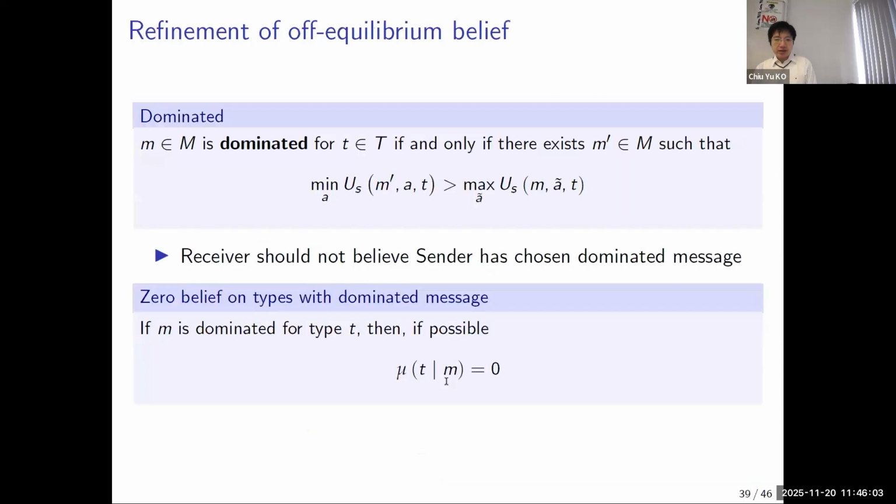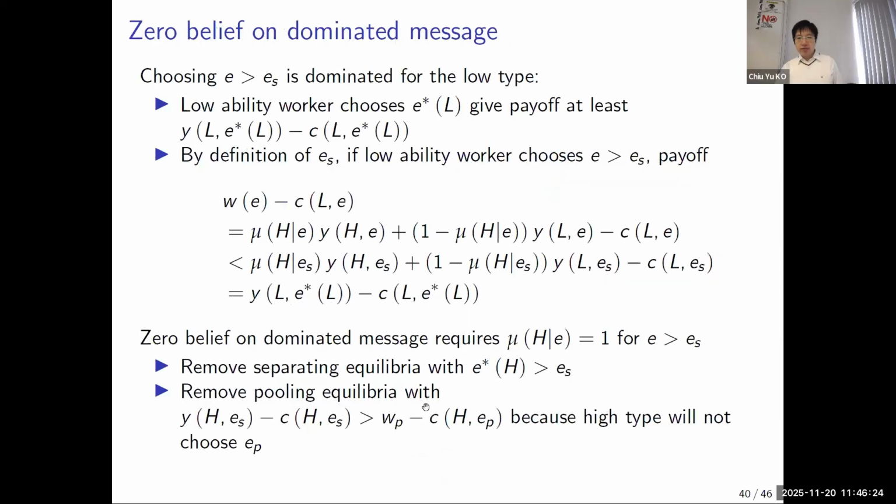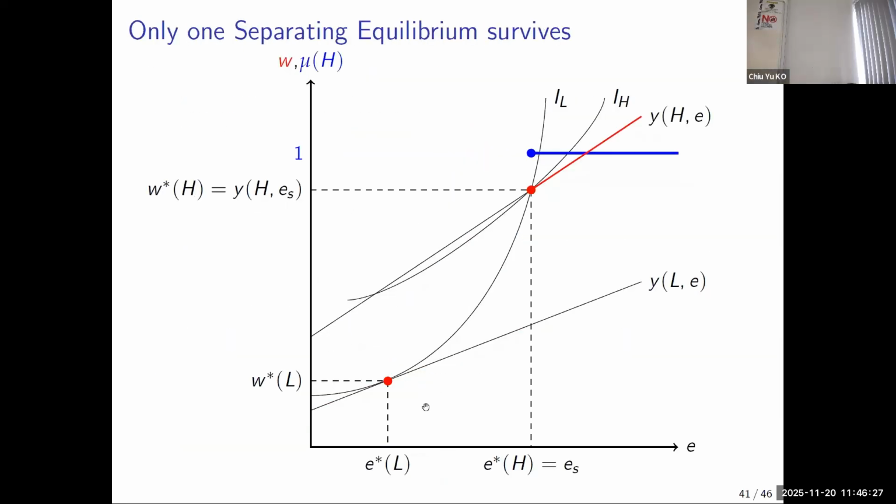If not, let me repeat it because it's very important to make it understood. So here, if a type sends this message, and the best case scenario is no better than the worst case scenario, then no one will believe this type belongs to this message, right? So here, look at this point, ES is here, right? So it must be the case that beyond ES, it must be the high type, right? Because getting more than that is below the indifference curve. Okay. So basically this requires the blue line. So that is what the criteria do.